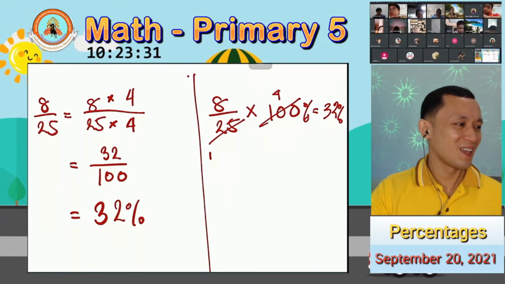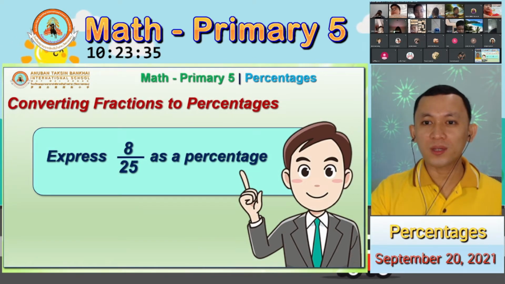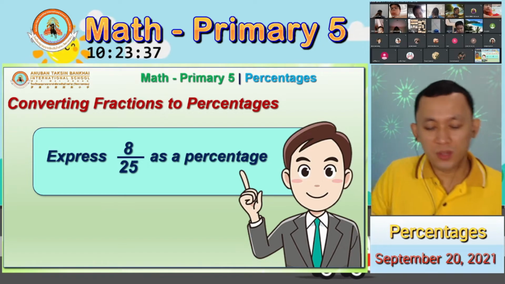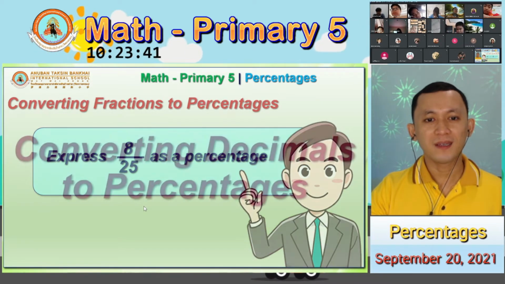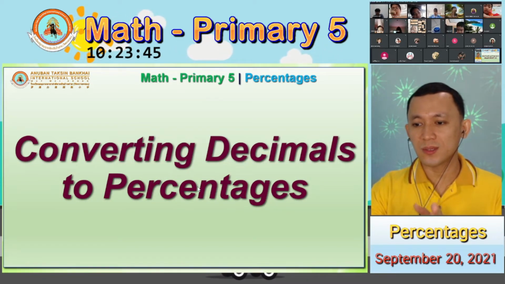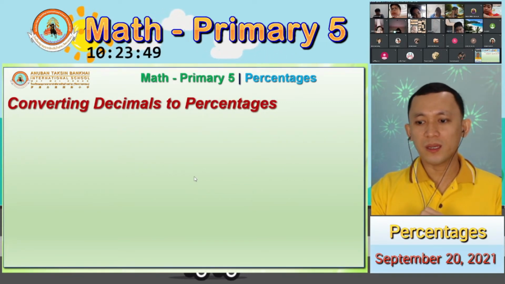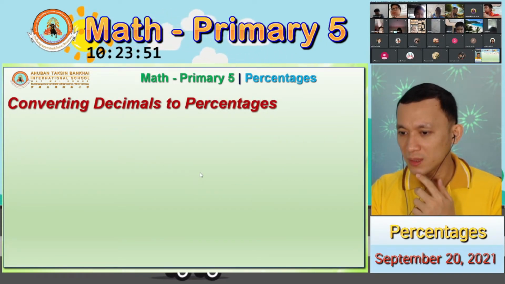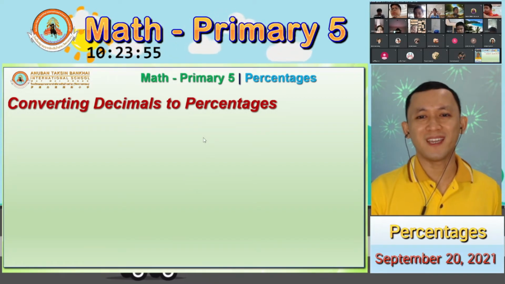Okay, so that is very, very easy. Again, 8 over 25 is equal to 32%. Okay, now let's have converting decimals to percentages. Ready? What time did we start? Okay, we're going to end at 8:40.